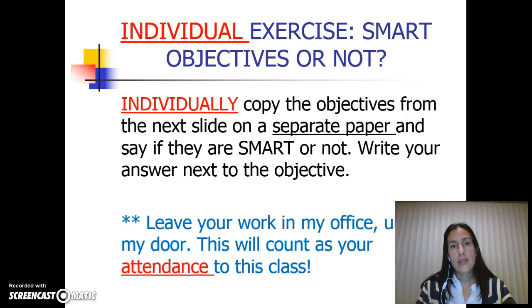What you have to do, guys, is leave your paper in my office, put it under my door, and that's going to count as your attendance to the class. If you have no time tomorrow, if you couldn't or you can't do it, then you can do it on Thursday. Go to my office and just leave your exercise there, but it has to be before Friday's class.